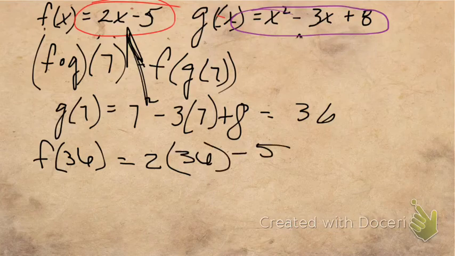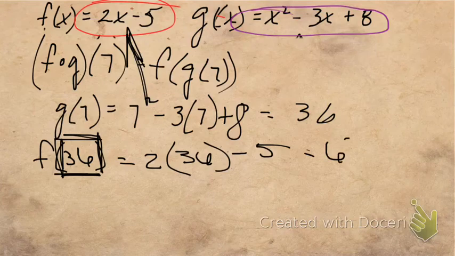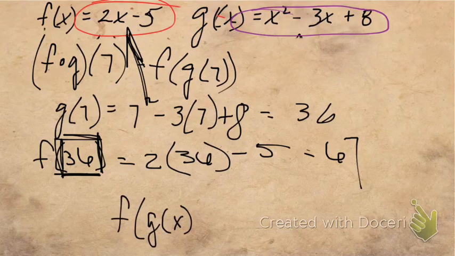36 minus 5. Okay, so remember, every time you have an x in an equation, whatever is next to the function goes in place of that x. So you stick that in there and you end up with 67. So if they give you a number instead of an x for your function, you put the number in, it spits out a number, then you take that number and put it in the other one. Okay? So you always work from the right to the left. So f of g of x, you work from the right. You do this one first, and then you do that one.